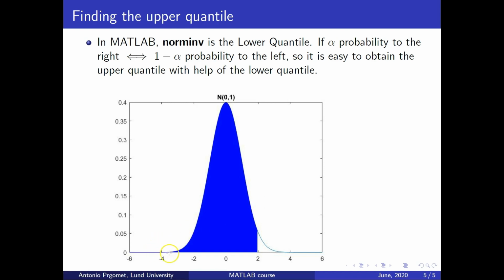As you know, the area under a probability density function is equal to 1. So if there is alpha probability to the right, then necessarily it has to be 1 minus alpha probability to the left. This knowledge we will use in the next video.